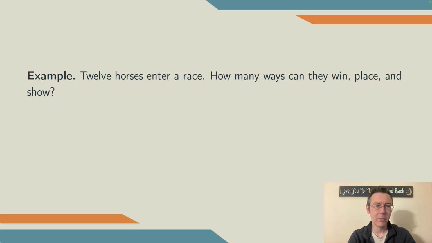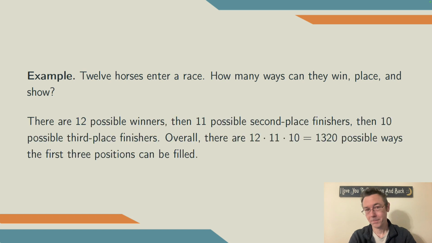Here's another example, not identical to the last one. Again, I recommend pausing to work on this one. 12 horses enter a race. How many ways can they win, place, and show? So finish first, second, and third. There are 12 possible winners, then 11 possible second place finishers, and then 10 possible third place finishers. So overall, 12 times 11 times 10, or 1,320 possible ways that those first 3 positions could be filled.